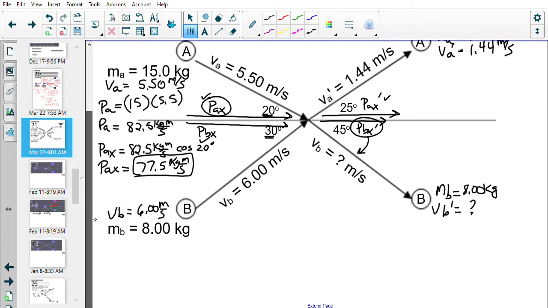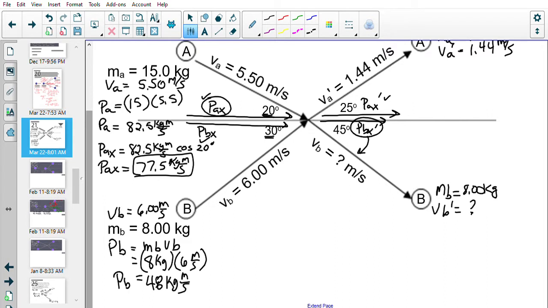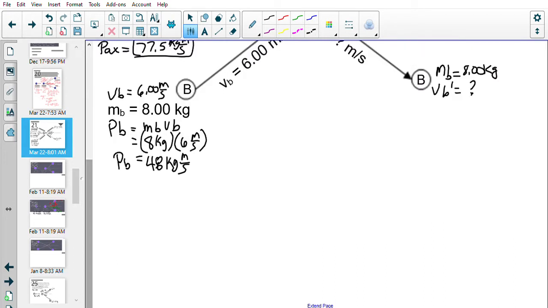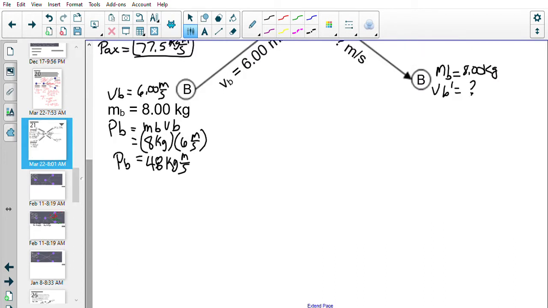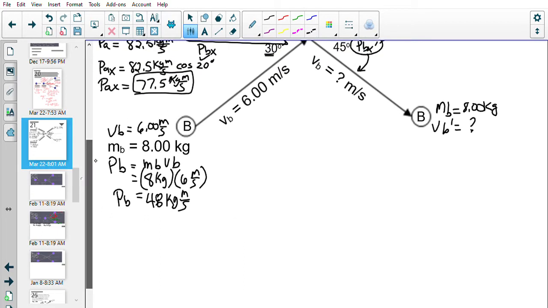Now we're going to go get PBX. So to get PBX, I need PB first. It is MB times VB, so it is 8 kilograms and 6 meters per second. Well, that's 48, 6 eighths is 48 kilogram meter per second. That's what PB is. Now knowing what PB is isn't going to quite help me. I need to figure out what the PBX is.